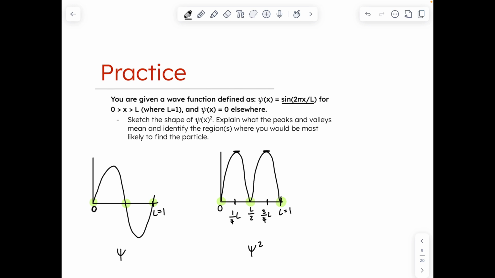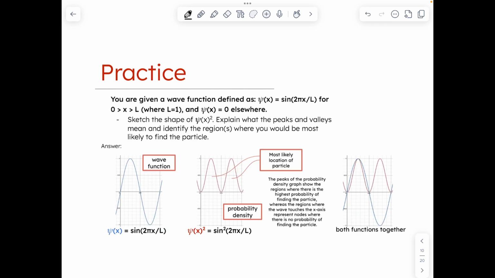And on this next page, there's a cleaner drawing explaining exactly what I just stated. So you have your regular wave function, your probability density function, and also a comparison of both those functions together.